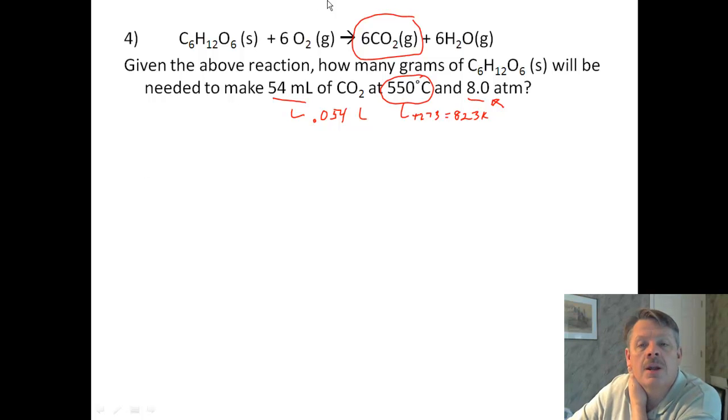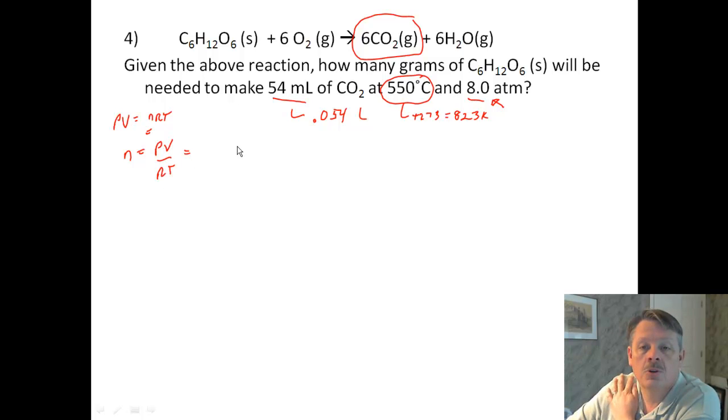Well, we're trying to calculate how many grams of sugar we have, but we're starting with all of this stuff that's a gas. And since we're starting with stuff that's a gas and it's not at standard temperature and pressure, the first thing we're going to have to do is PV=nRT. Right, and we have to figure out how many moles of gas we're producing. So that's n is equal to PV over RT.